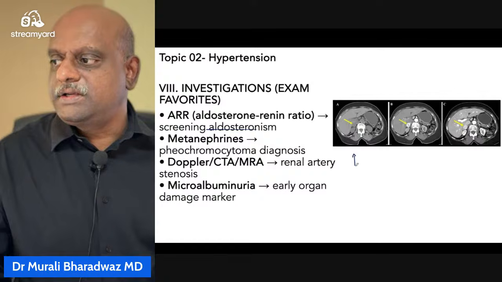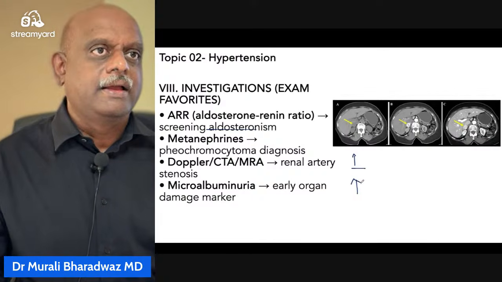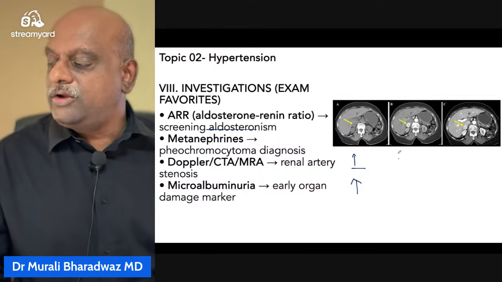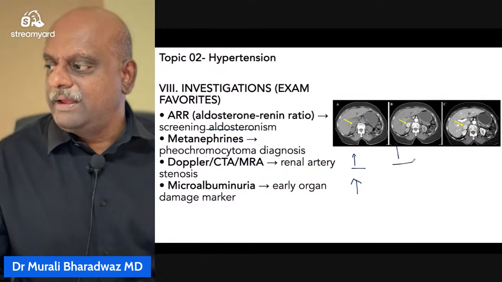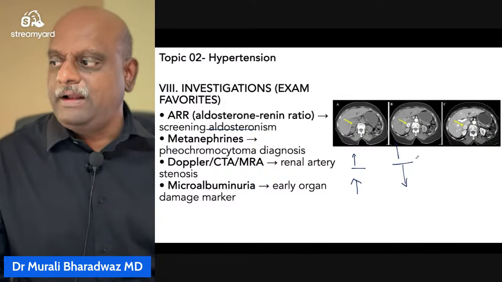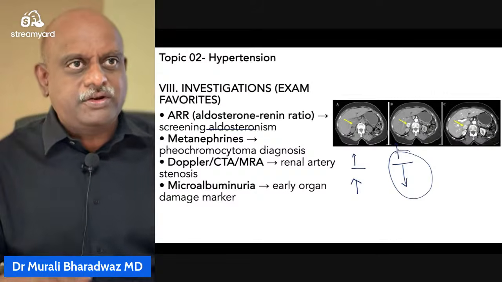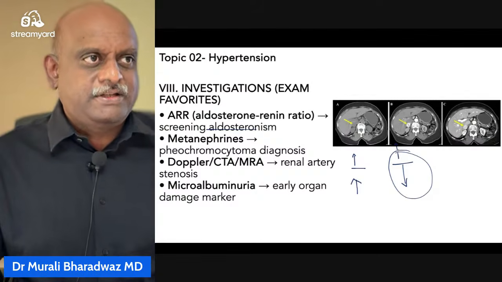Aldosterone increases, renin increases. What is the situation called? Renin increases, secondary. Aldosterone increases but renin decreases, so the ratio will increase. When the denominator decreases, the ratio increases. So, the physics.